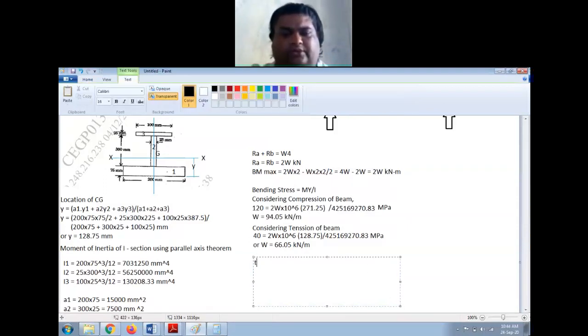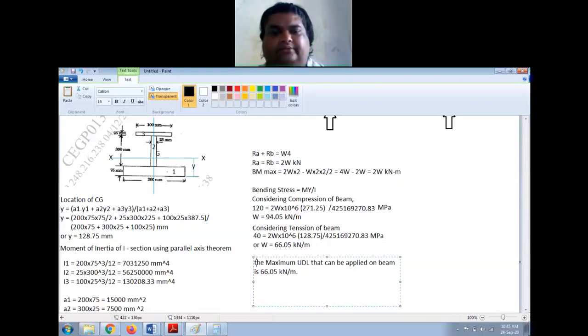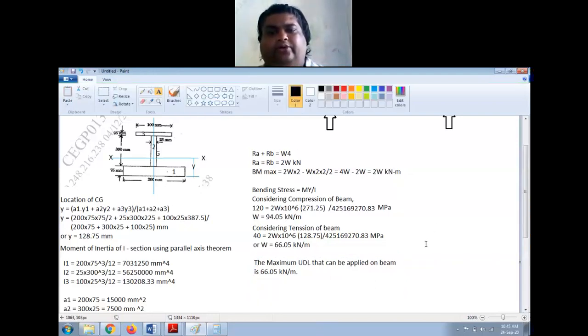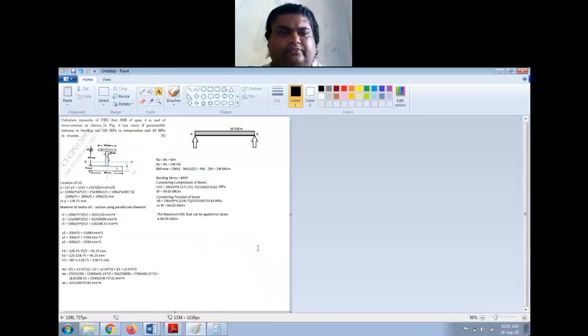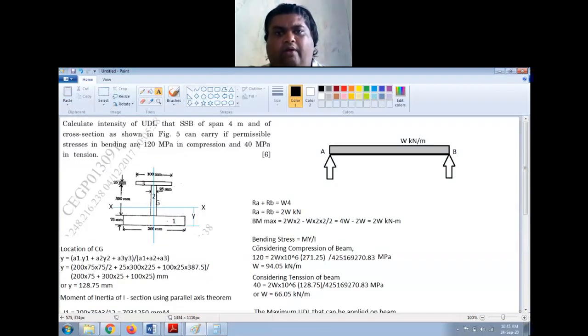So the max load or UDL that can be applied on beam is 66.05 kilonewton per meter. Okay, you have to write like this. Is this okay? Clear to everyone? Yeah?